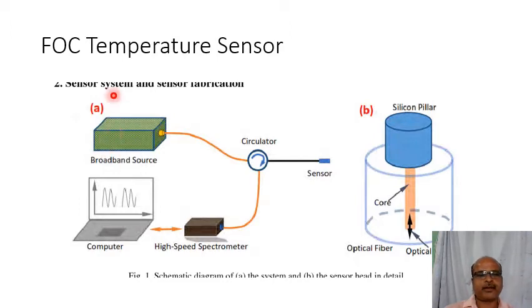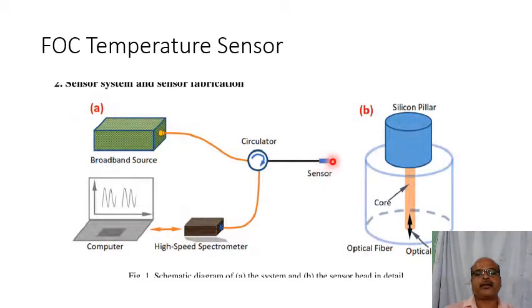So this is the best example of a FOC temperature sensor. We can use a broadband source, LED or laser, which is given to the circulator. When we give the input to port one, the circulator gives the output in a clockwise direction, and we get output at this port, and that light wave goes to this sensor.